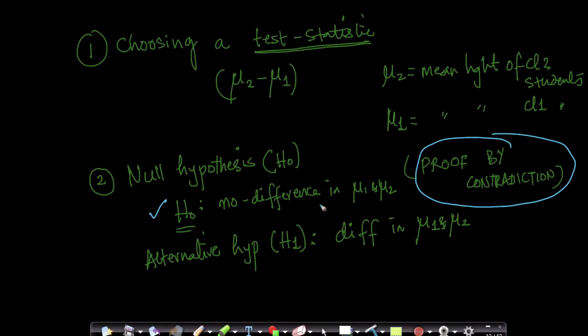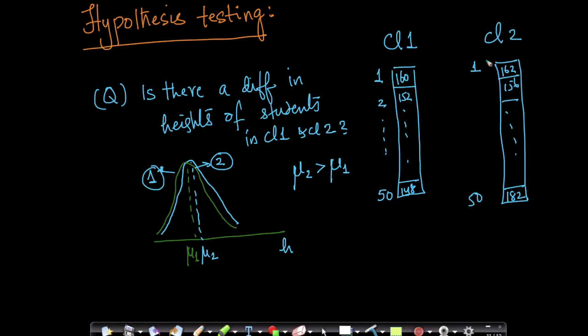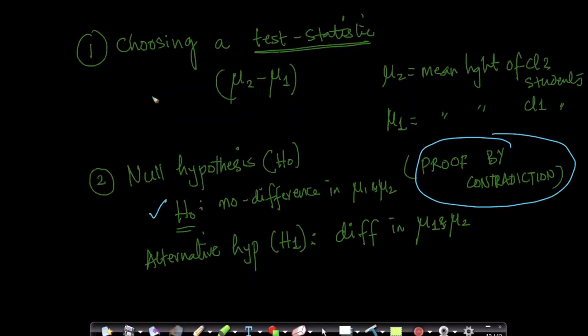So in this simple case where we are testing the difference between two population means, we have two populations. This is the population of students in class 1, and this is the population of students in class 2. What we are measuring here is the mean, or the difference in means of these two populations. In problems like this, typically the null hypothesis is that there is no difference in these means.